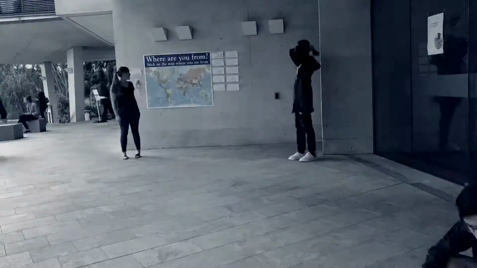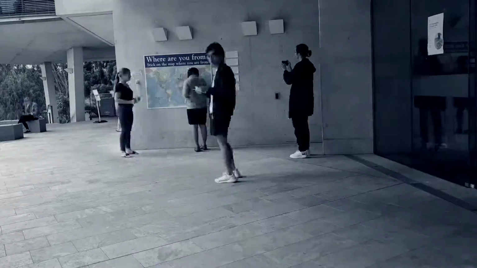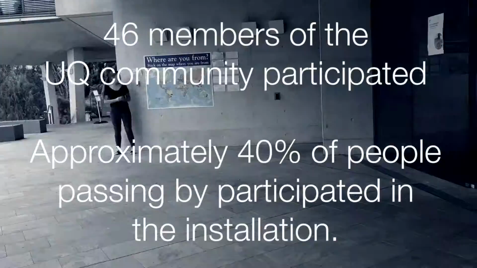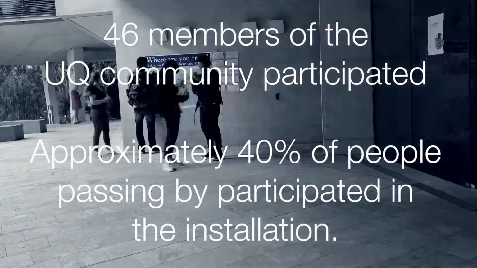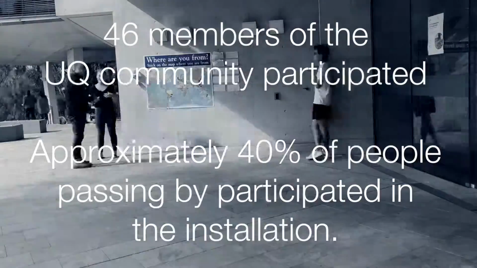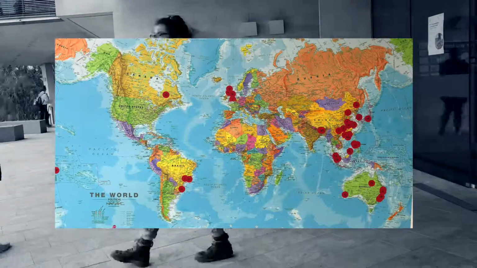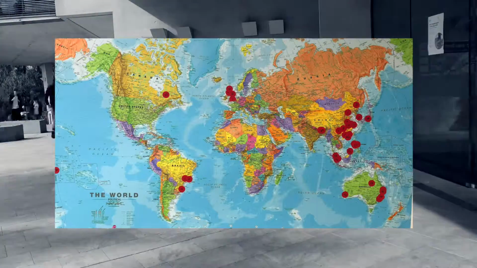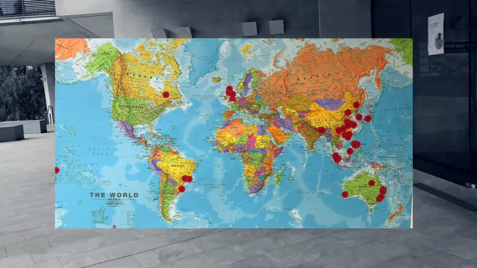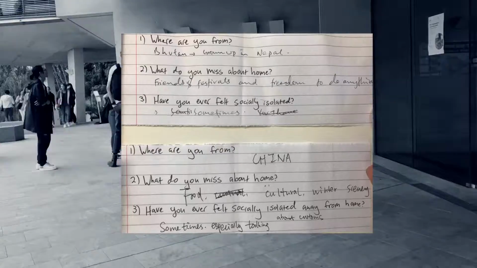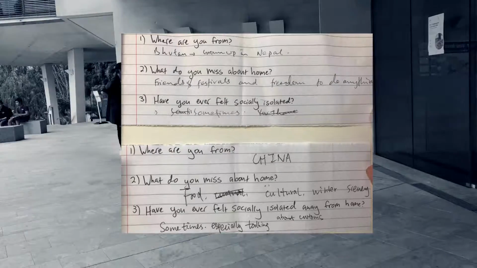Interaction with the installation from those in the UQ community was almost more successful than expected. While many people walked past the installation, almost 50 students and staff showed interest in the concept and participated, at approximately a 40% success rate. This participation showed in the stickers placed all over the map, each representing a unique and diverse hometown of each participant. We also gained almost 50 question sheets, which gave us insight into the feelings and experiences of these participants.